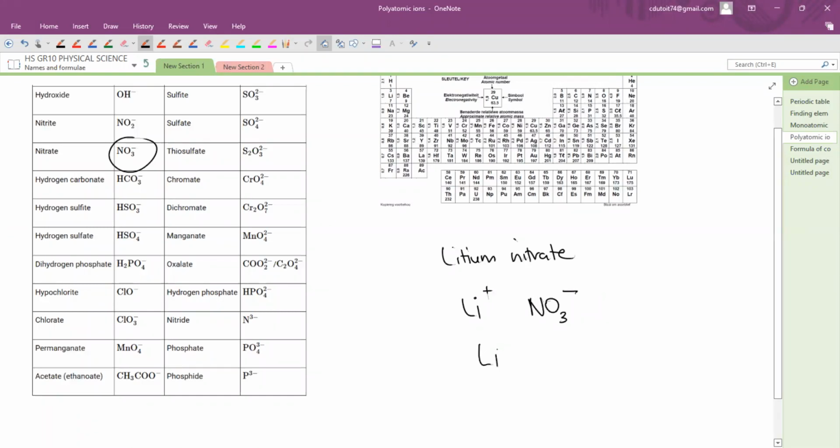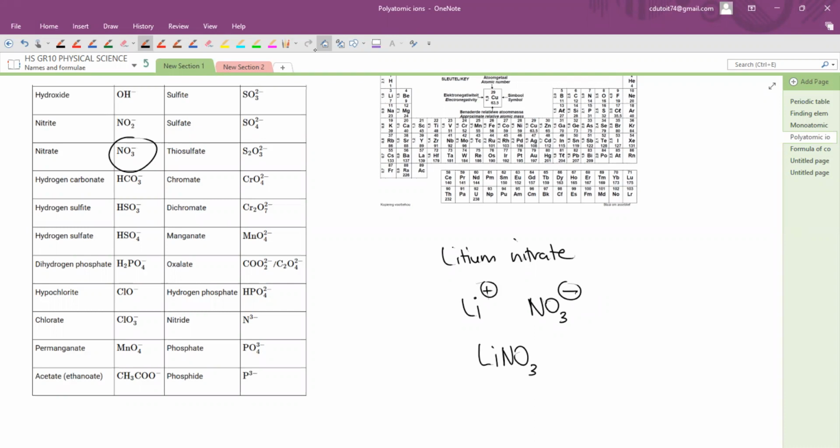It's just LiNO3, isn't it? Okay, why? Because lithium is a +1 and nitrate is a -1, so they bond. It's called an ionic bond. They bond, and the substance is neutral.